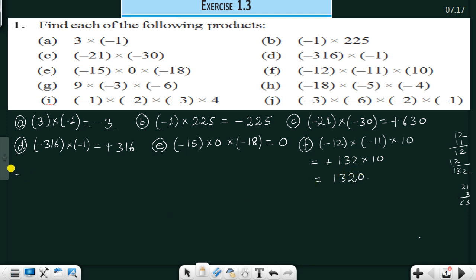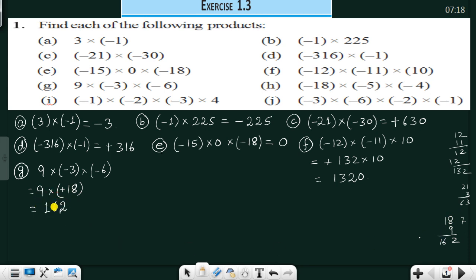Now question number G. Question number G, we are getting 9 into minus 3 into minus 6. Here you see minus into minus will be plus, and 3 into 6 is 18, right? Now if you multiply 18 with 9, we are getting 162. Therefore the answer is 162.